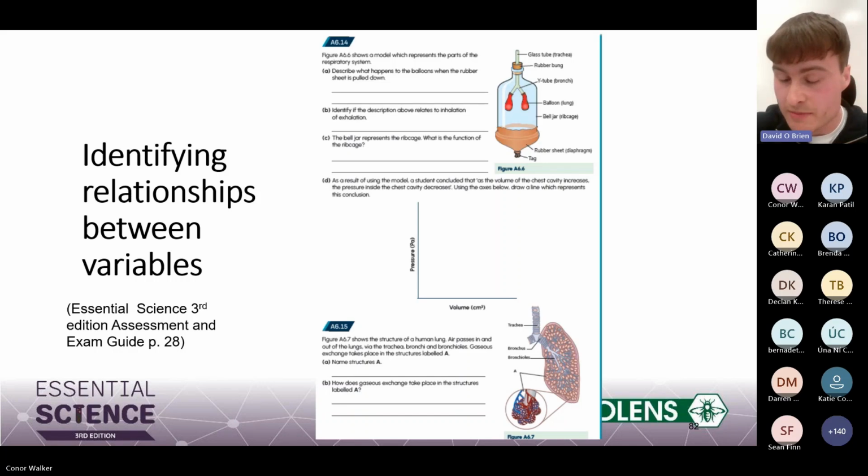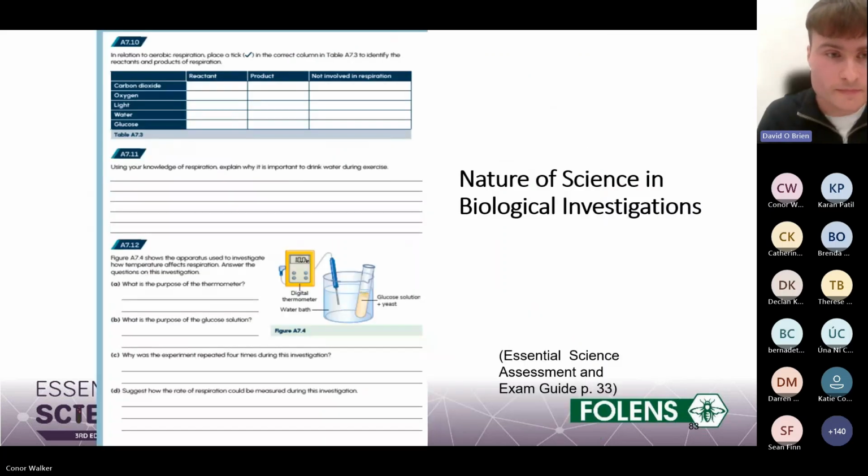You can see the bell jar model came up in an exam, getting them to analyze it, getting them to predict the relationship between pressure and volume in an unfamiliar context. Those skills will help your students succeed. Next slide, please. The nature of science is included in the exam style questions as well.